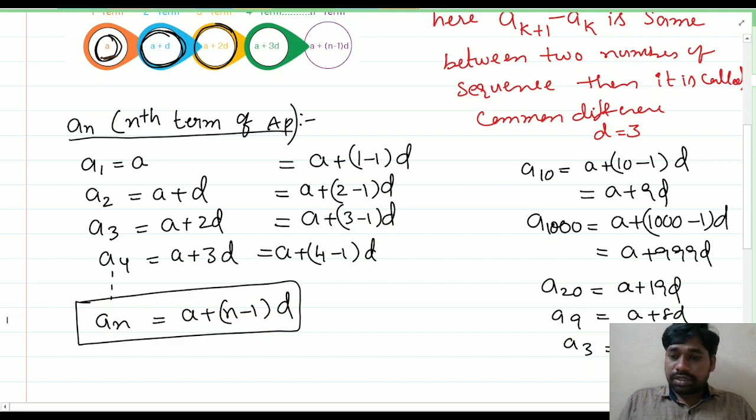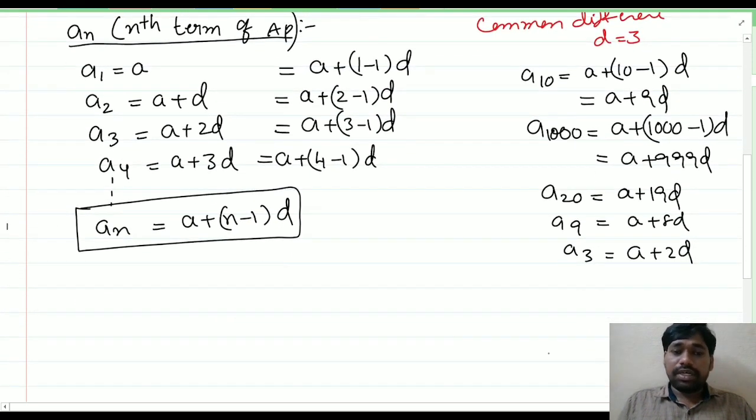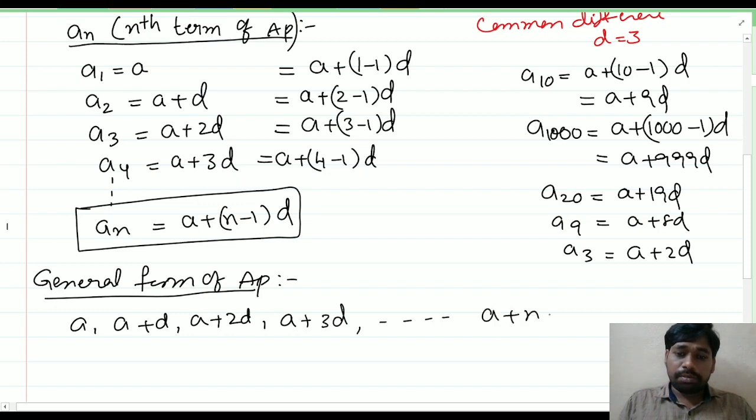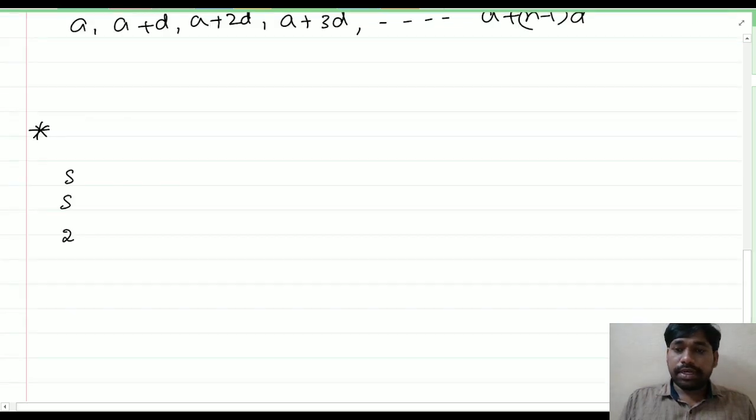Okay, now with this we got the general form of arithmetic progression. What is the general form of AP? A, A plus D, A plus 2D, A plus 3D, and so on, up to A plus (n minus 1) into D. I hope you understood, right? First term, common difference, and nth term.